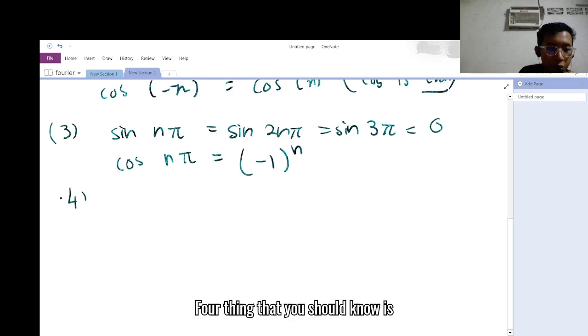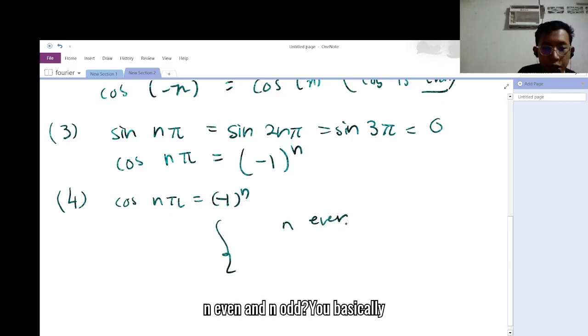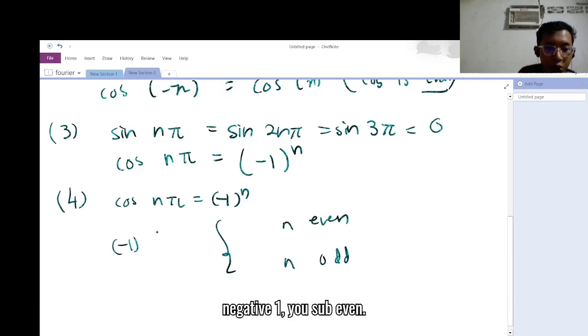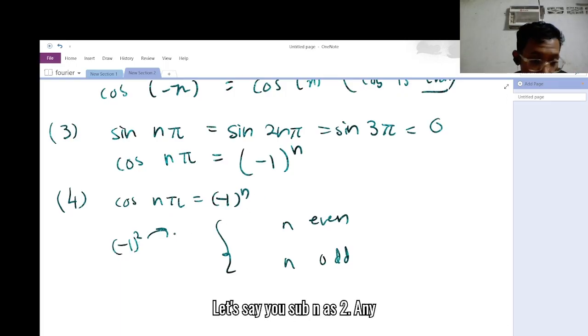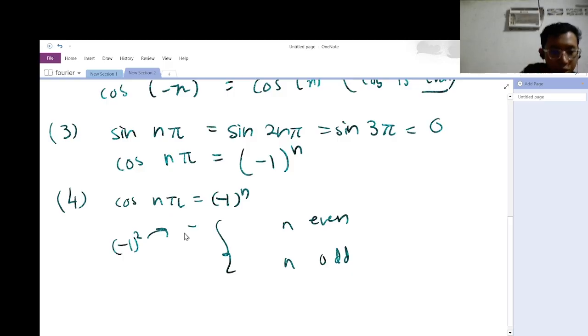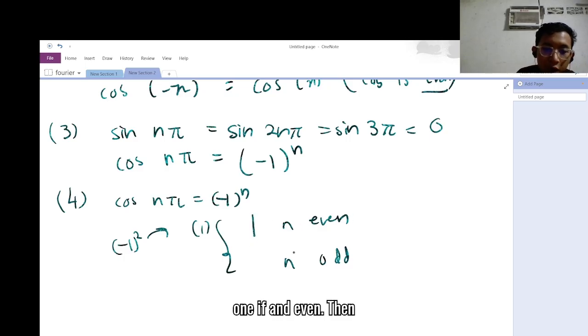The fourth thing that you should know is how to change this cos n pi, which is equal to negative 1 power of n, into n even and n odd. You basically just use trial and error. So if you sub in an even number, let's say you sub n as 2, any even number will work, you know that negative 1 to the power of even will become a positive number. So it's 1 if n is even.